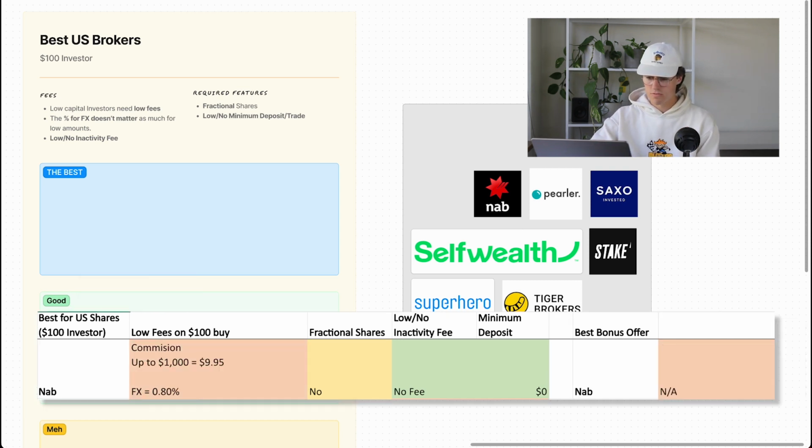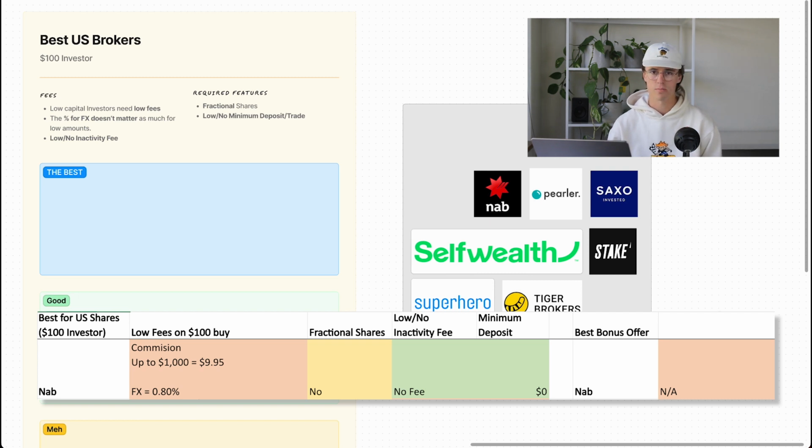Back to the big four, and we've got NAB. Now, NAB is sort of a similar story to CommSec. They've done a bit better in terms of their minimum deposit. There's no minimum deposit and there's no inactivity fees, which make it good, but unfortunately they don't have any fractional shares, and even more unfortunately it costs you $10 a trade, up to $1,000. Over $1,000 it's even more than that.